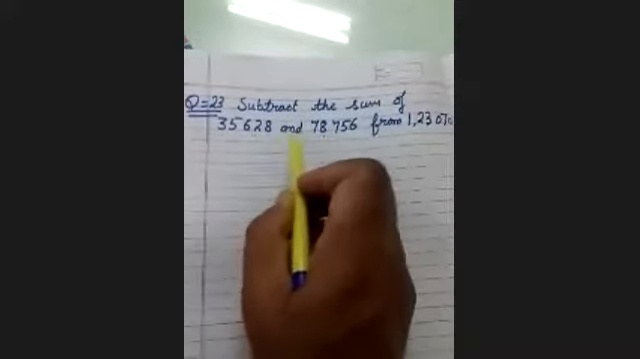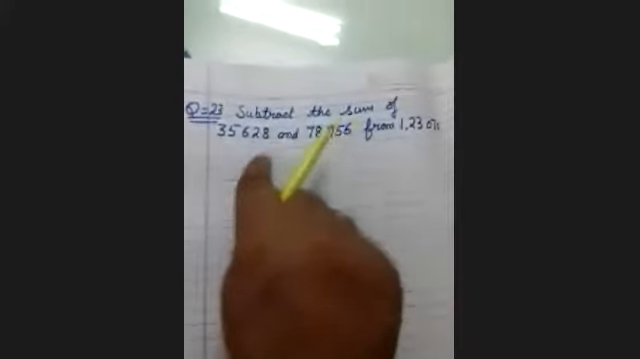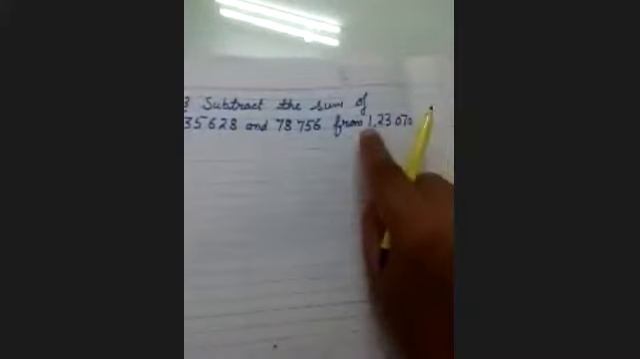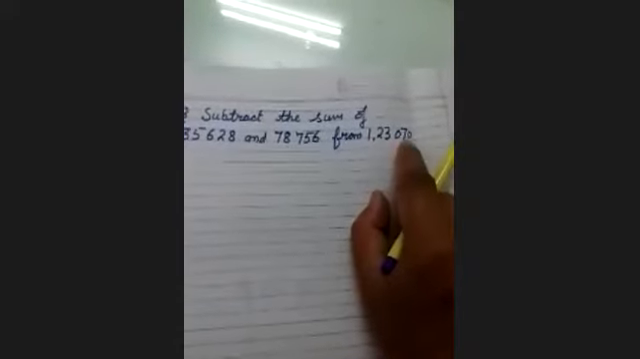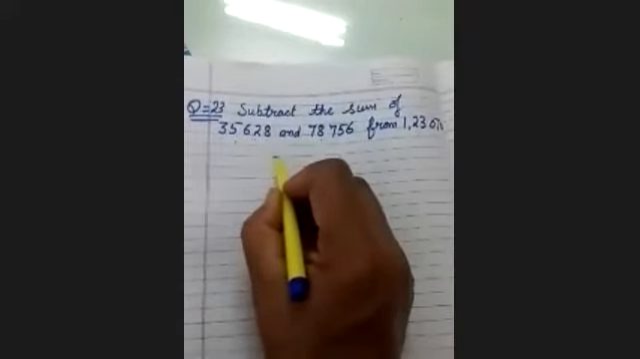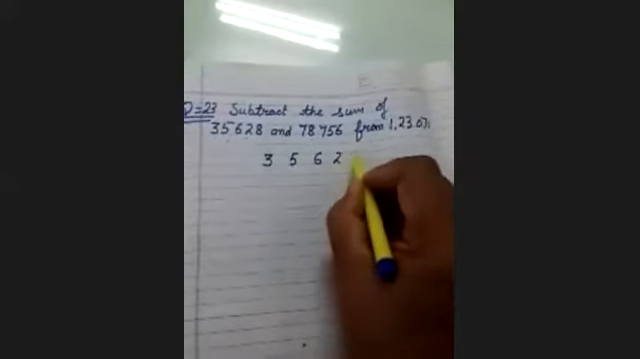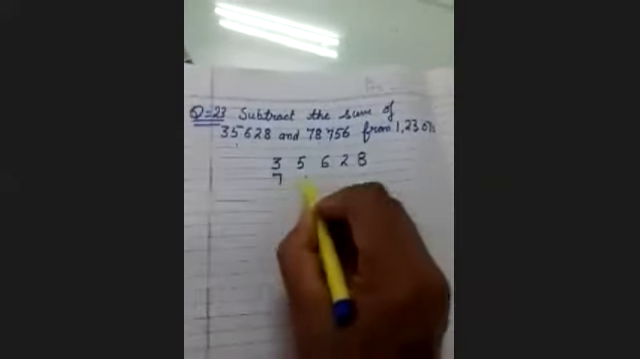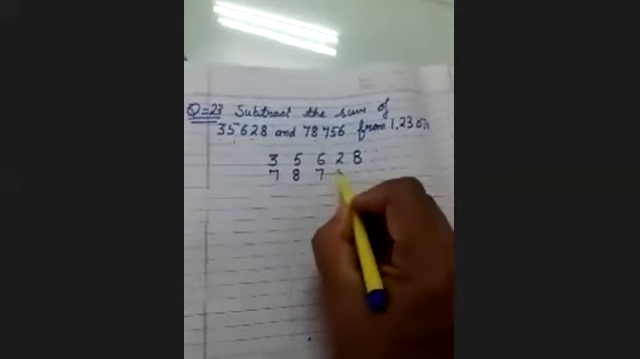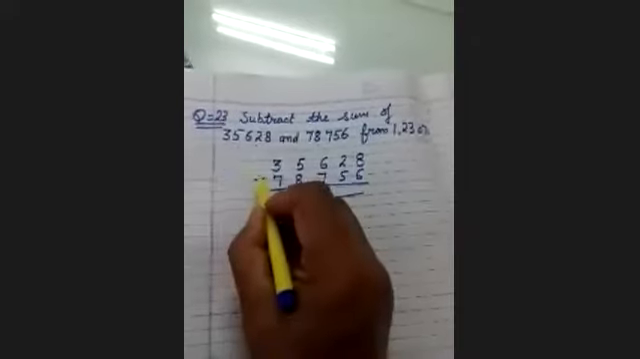In first portion, we will add these two numbers. Then we will subtract the answer from 1,23,070. So first, add these numbers. 35,628 and 78,756.